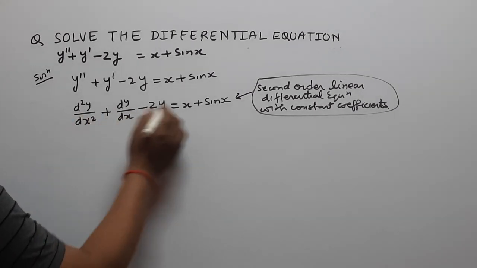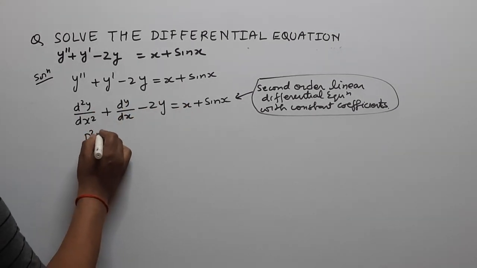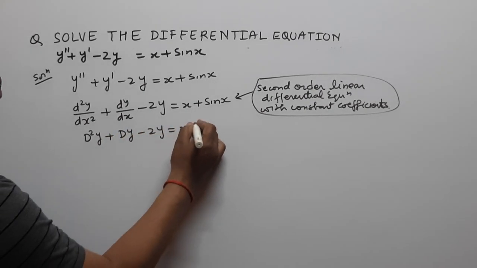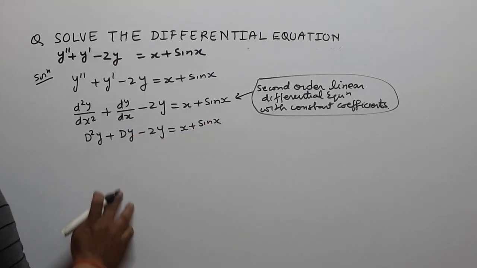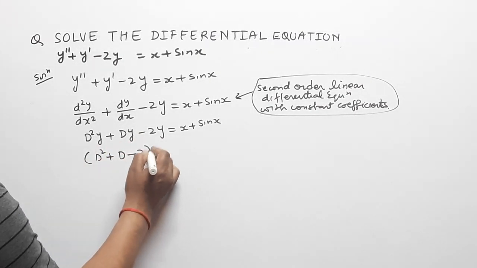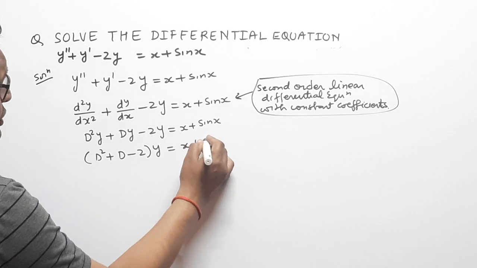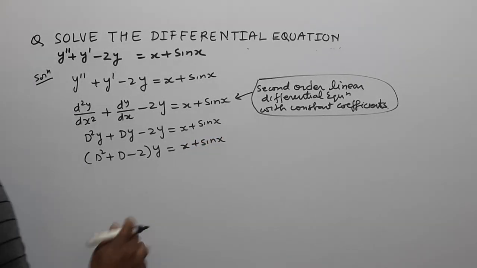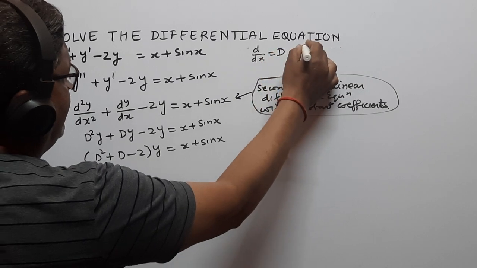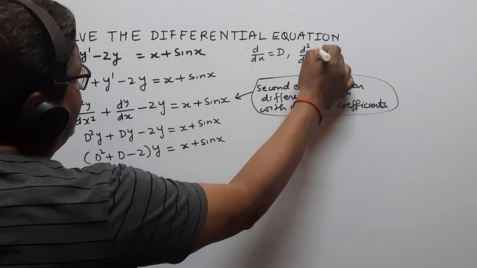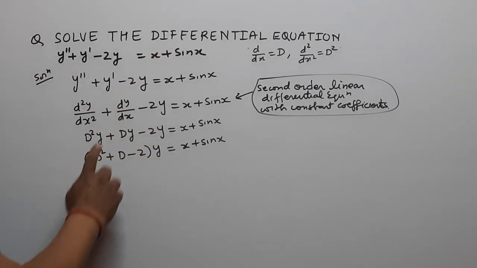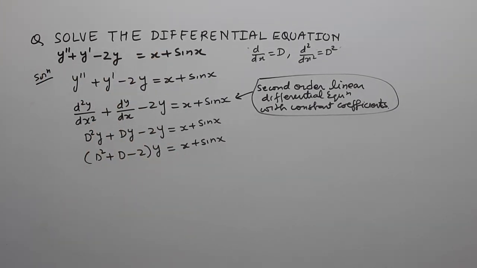Now this can also be written as d2y plus dy minus 2y is equal to x plus sin x. Now taking y common, we get D square plus D minus 2 times y is equal to x plus sin x. Here d by dx can be written as capital D and d2 by dx2 can be written as capital D2. So the given differential equation can also be written as this.